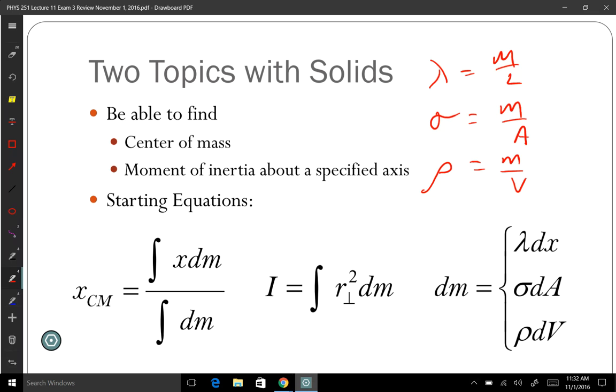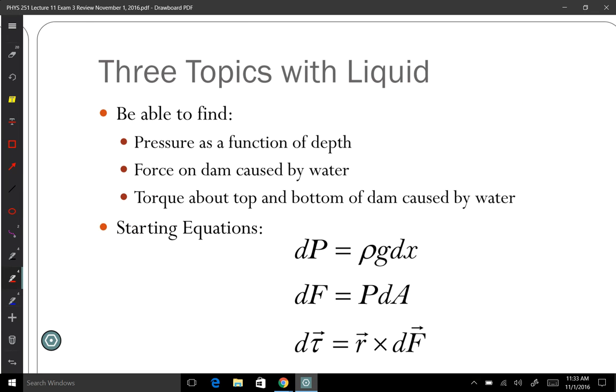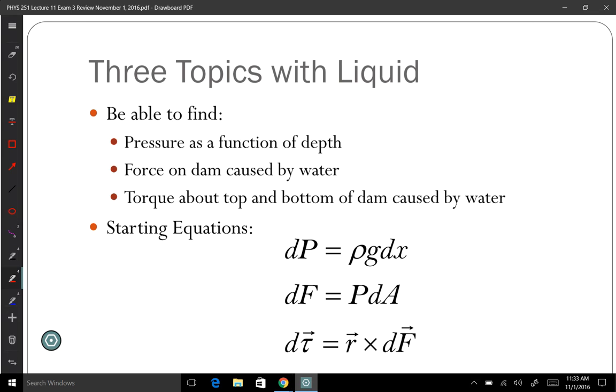So I will introduce the next topic and then do some examples. So the next topic here is three topics from liquids. What we did in class last week, finding the pressure by integrating that dP is equal to rho g dx, where dx is a little piece of vertical depth. And that's very simple if the density is constant. If the density is changing, it becomes more complicated, of course. dF is pressure dA to find the total force. Remember, with the dam, we calculated the total force on the surface of the dam due to pressure.